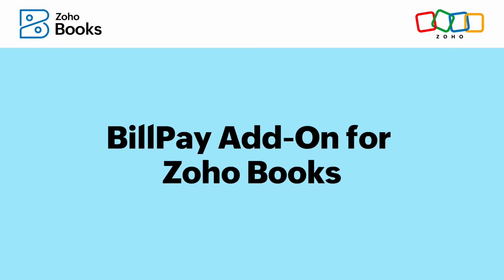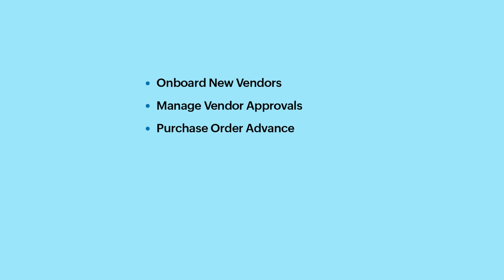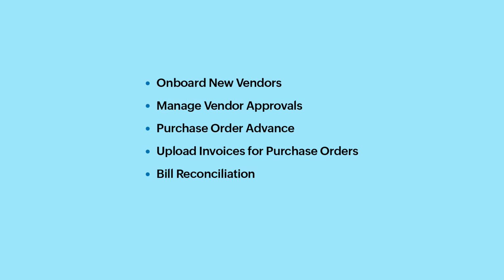In this video, let's have a look at the BillPay add-on for Zoho Books. By purchasing the BillPay add-on, you can take better control over your business accounts payable, with features such as onboarding new vendors, managing vendor approvals, recording purchase order advance, uploading invoices for purchase orders from vendor portal, matching purchase orders and purchase receives with bills using bill reconciliation, and handling batch payments. We will see how each of these features work in Zoho Books. Let's get started.